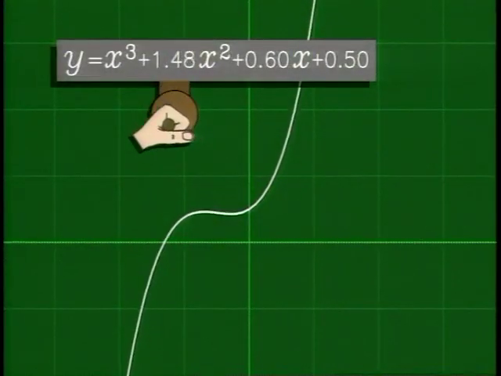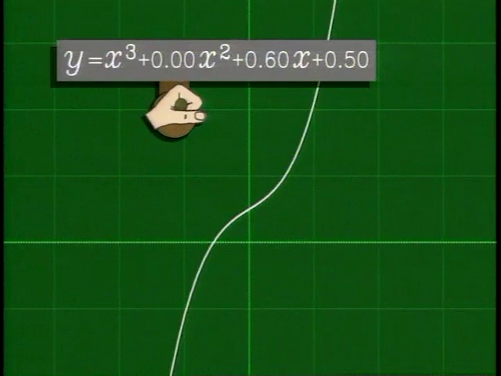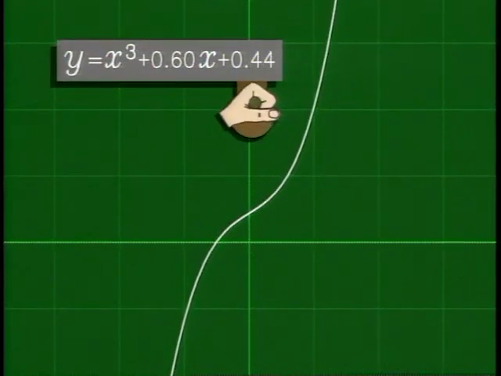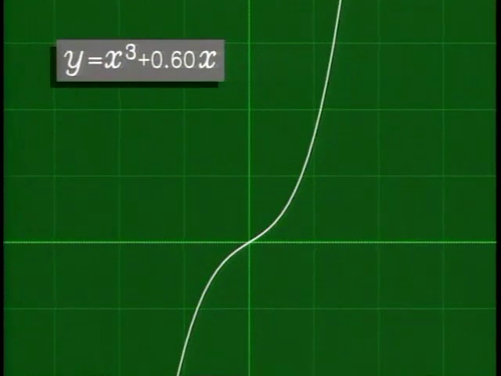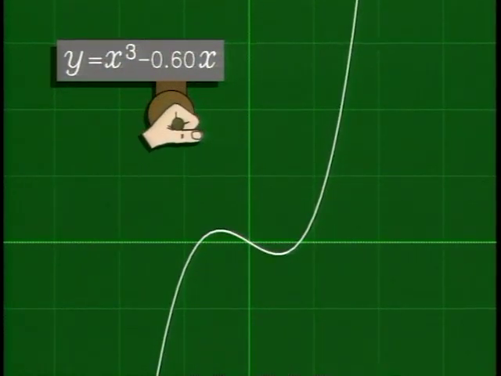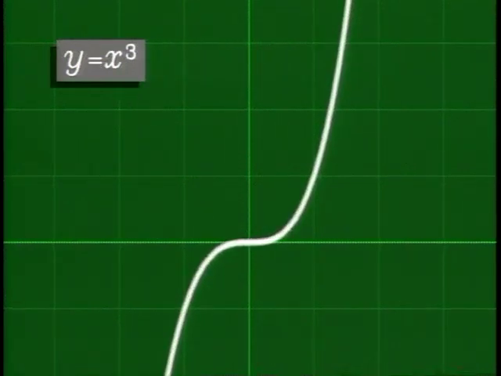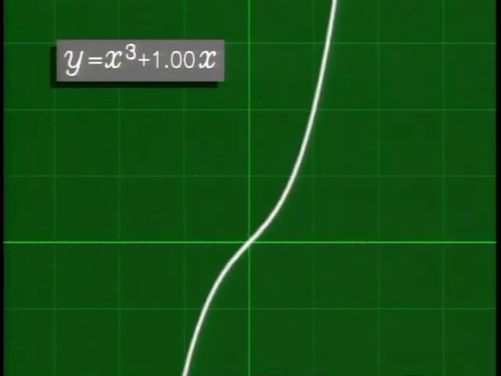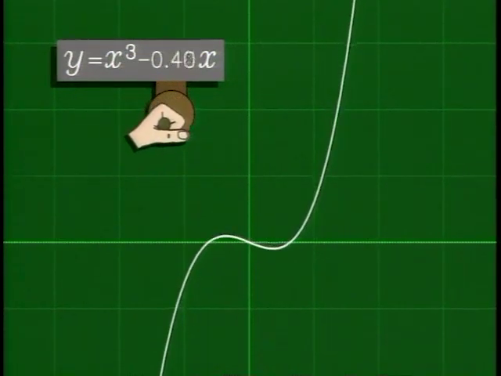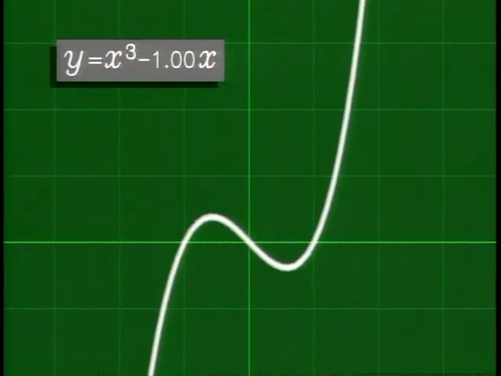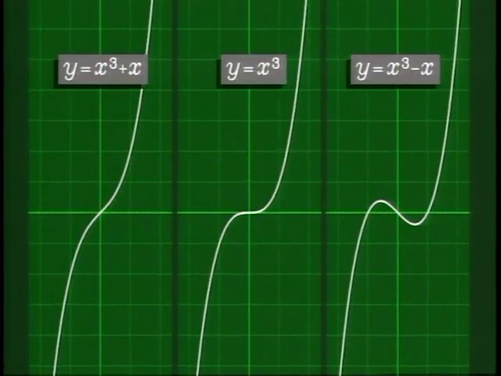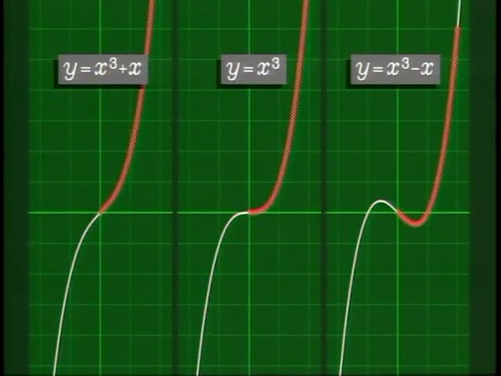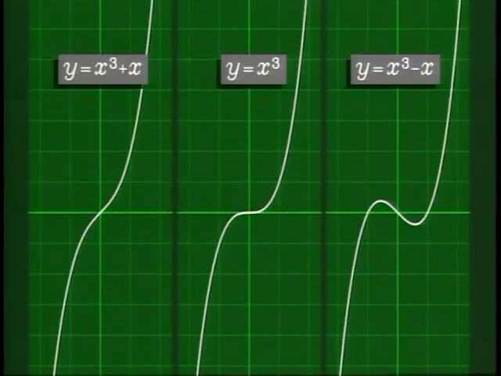Now let's look at some curves of degree 3, or cubic curves. 3 examples reveal the basic properties of all cubic curves. Y equals x cubed, y equals x cubed plus x, and y equals x cubed minus x. Each curve has two parts, one that bends down and one that bends up. The place where the upward and downward parts meet is called a point of inflection.